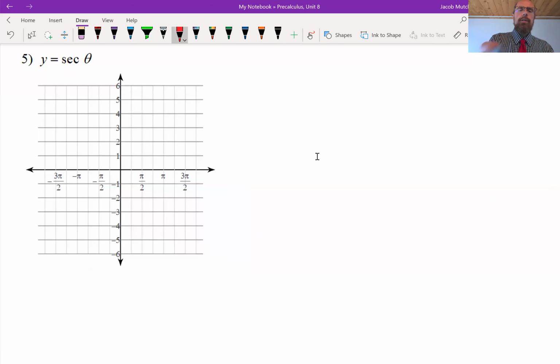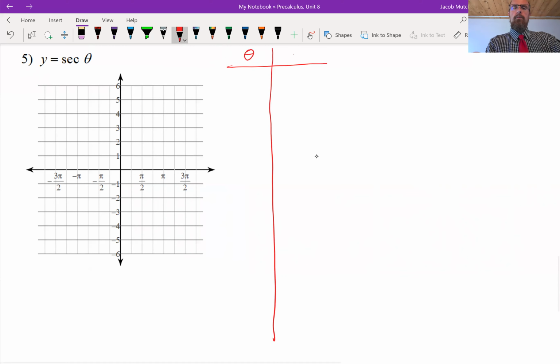So what I'll do is create the table. And we'll put, again, theta as our domain, and then we'll have our output y. So it looks like our increments here are the same as our tangent graph. So I'm just kind of responding to the way that the x-axis is labeled. So I'll put negative 7 pi over 4. That's that leftmost point here.